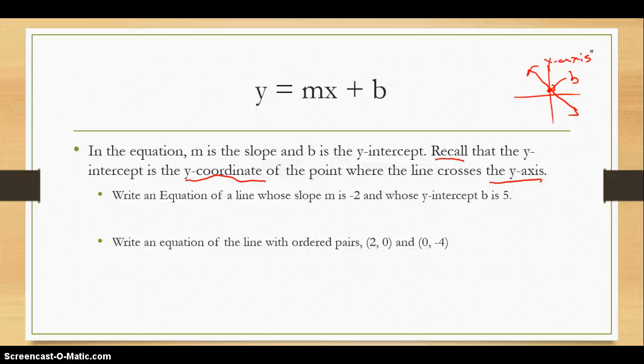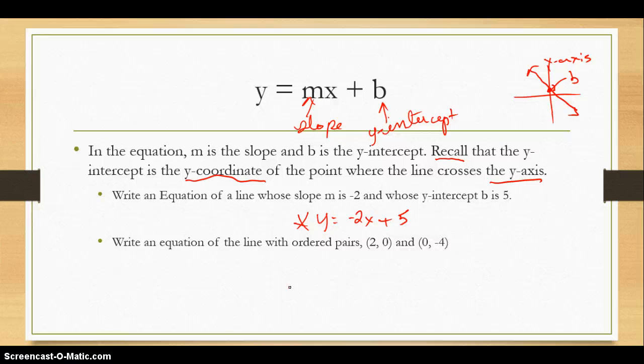So, write an equation of a line whose slope m is -2 and whose y-intercept b is 5. So remember, slope, y-intercept, and basically you're just substituting these points in. So y equals, my m is -2 and my b is 5. Okay, so that's all they're asking you to do. And the first couple problems.